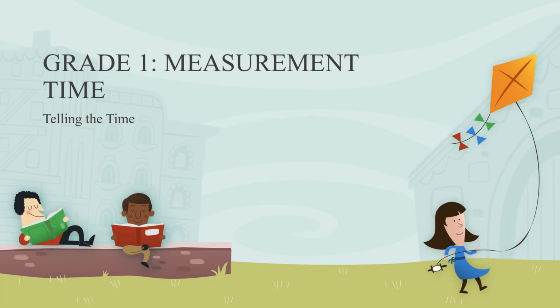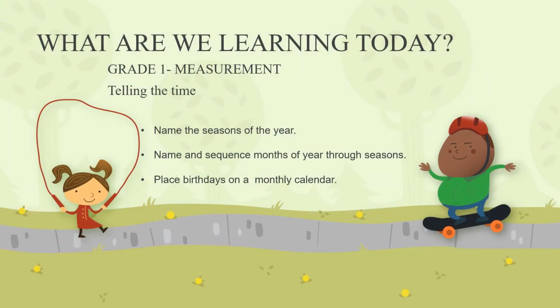Great ones. Today we are learning measurements, time, telling time more specifically. What are we learning today? Grade 1 measurements. We are learning how to tell time, name the seasons of the year, name and sequence months of the year through seasons, and place our birthdays on our monthly calendar.